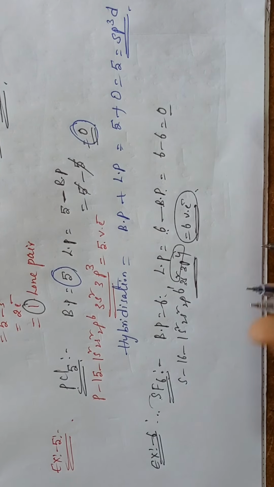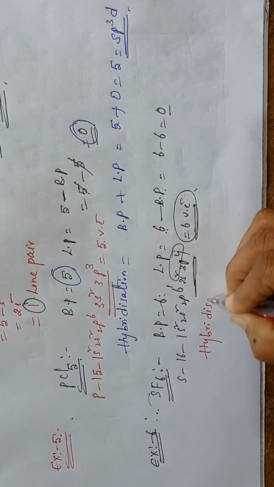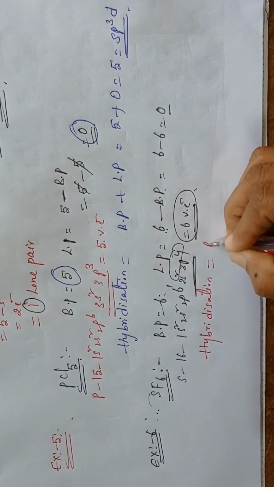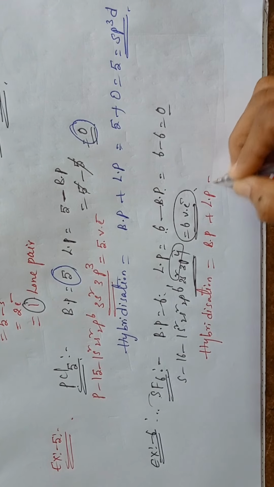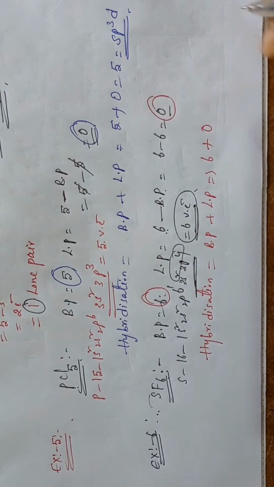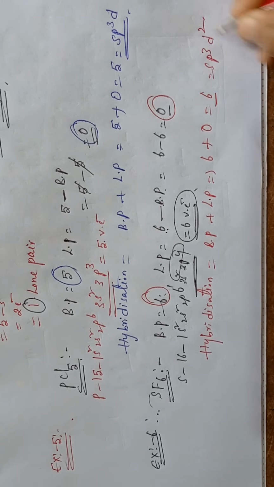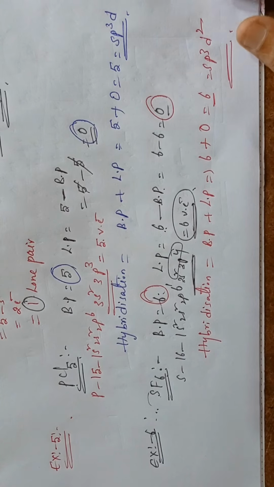Now here you have to find the hybridization. What is the formula, students? Bond pairs plus lone pairs. Bond pairs 6, lone pairs 0. 6 plus 0, 6 means sp3d2 hybridization. Clear? That is the SF6 hybridization.